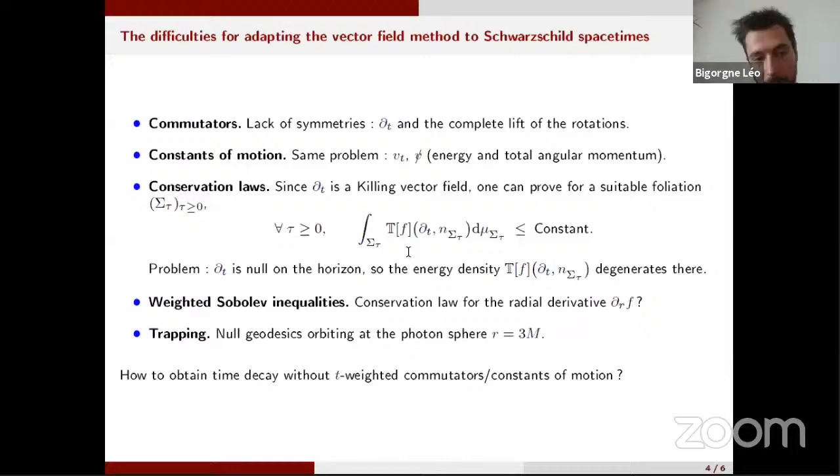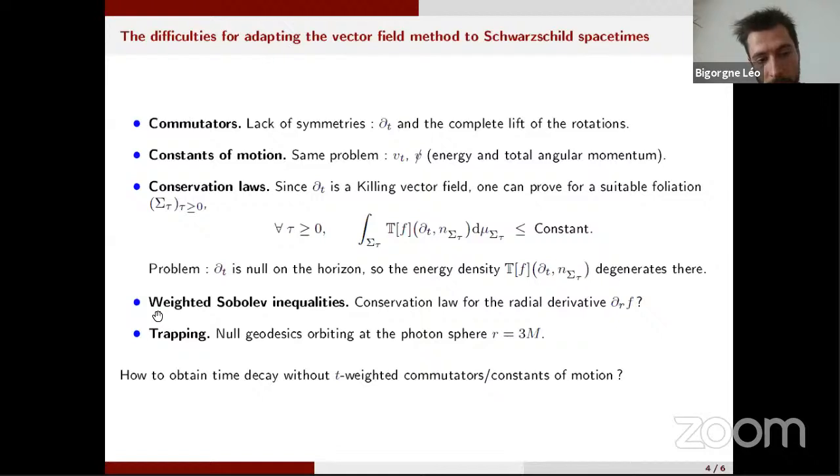But the problem, compared to the case of Minkowski, is that ∂t is null on the event horizon. And the consequence is that the energy density here degenerates near the event horizon so that it doesn't control all the components of the energy momentum tensor. So the control over the solution given by this conservation law is not good close to the event horizon.